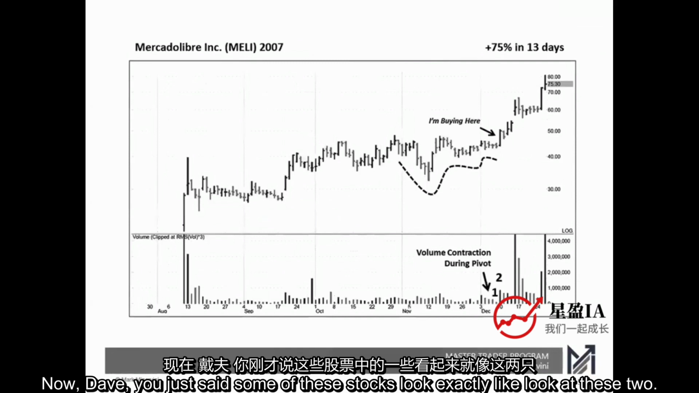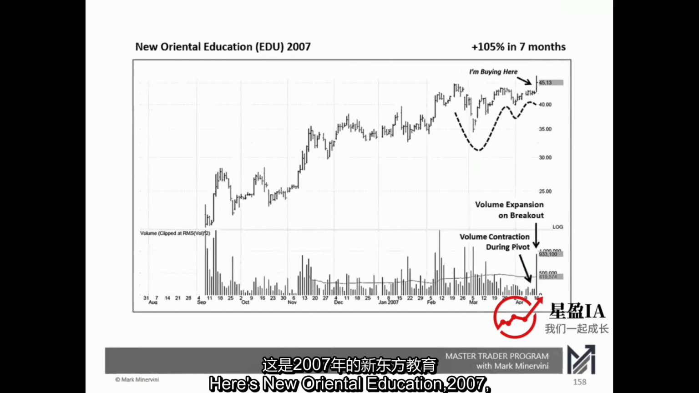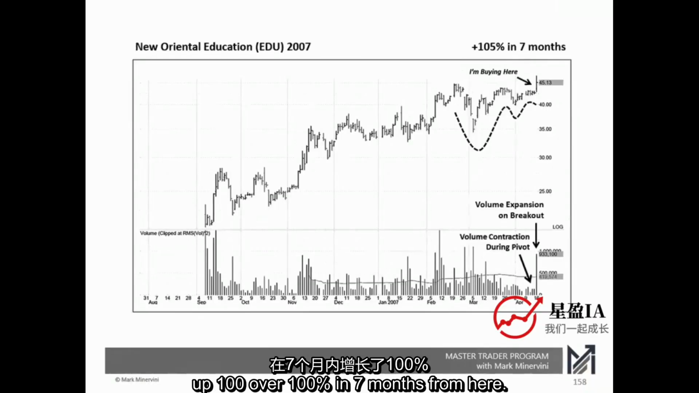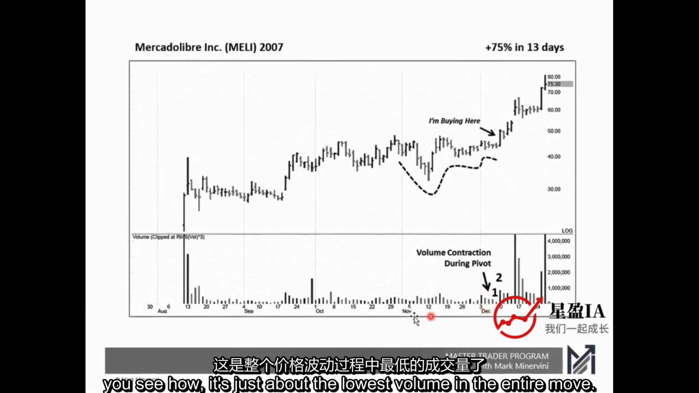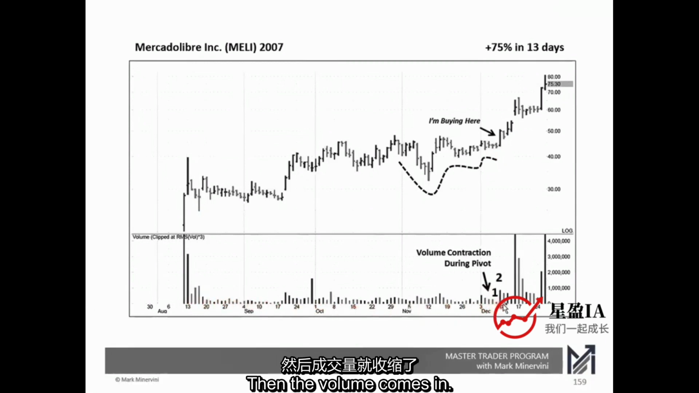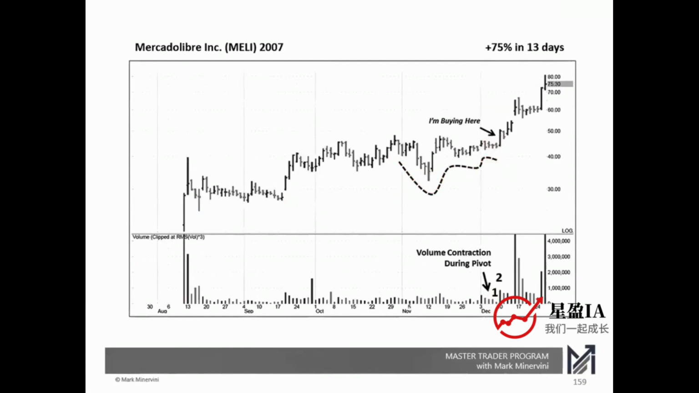Now, Dave, you just said some of these stocks look exactly alike. Look at these two. Here's New Oriental Education, 2007, up over 100% in 7 months from here. Here's, how do you pronounce this? MELI. Also in 2007. Look at this, the perfect price setup. And same, here it is. Here's the 1-2 punch. Look at that day right there where I have one. That's right in the pivot at the last day, just before it takes off. You see how it's just about the lowest volume in the entire move. And then the volume comes in. There's your 1-2 as it comes out of the pivot. And there's your VCP.